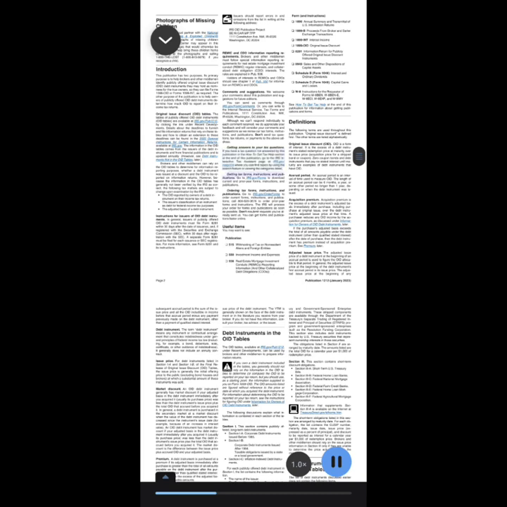Getting tax forms, instructions, and publications. Go to irs.gov/forms to download current and prior year forms, instructions, and publications.